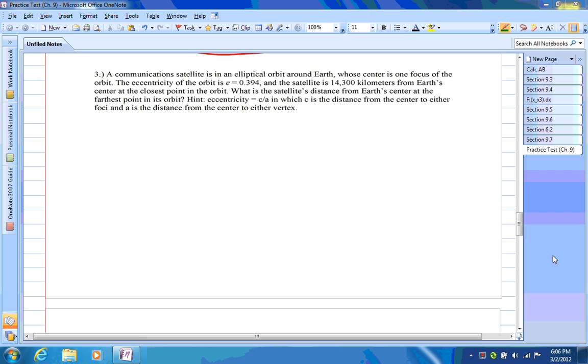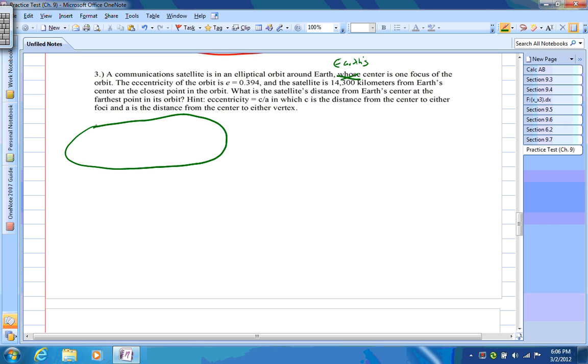So you're dealing with a satellite that's following an elliptical orbit around Earth, and whose center, the Earth's center, is one focus of the orbit. So I probably should reword that. The Earth's center is one focus of the orbit. So you have an elliptical orbit. So we're going to draw an ellipse. Okay, that was kind of horrible. Let me redo that one. Okay, well, a little better. And the center of the Earth is one focus of the orbit.